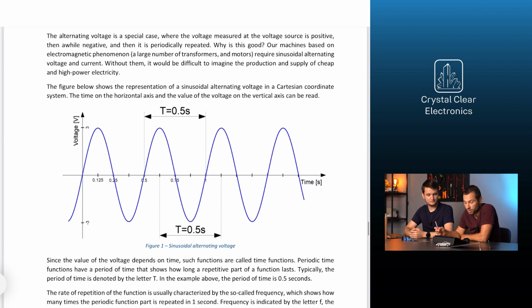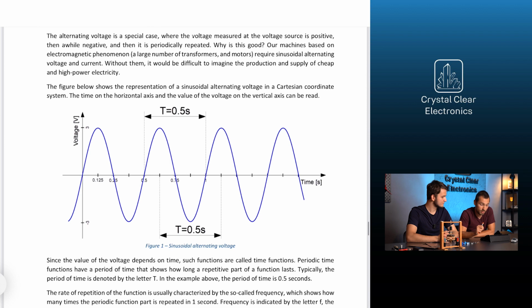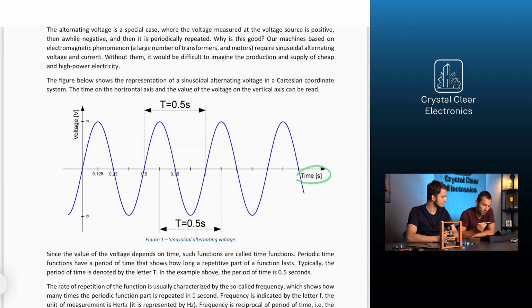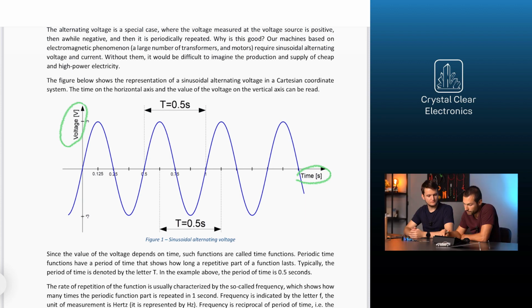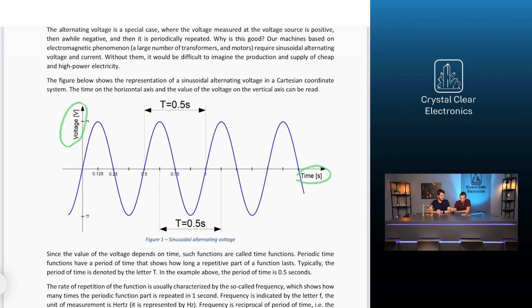The figure below shows the representation of a sinusoidal alternating voltage in a Cartesian coordinate system. The time on the horizontal axis and the value of the voltage on the vertical axis can be read. Since the value of the voltage depends on time, such functions are called time functions. Periodic time functions have a period of time that shows how long a repetitive part of a function lasts.